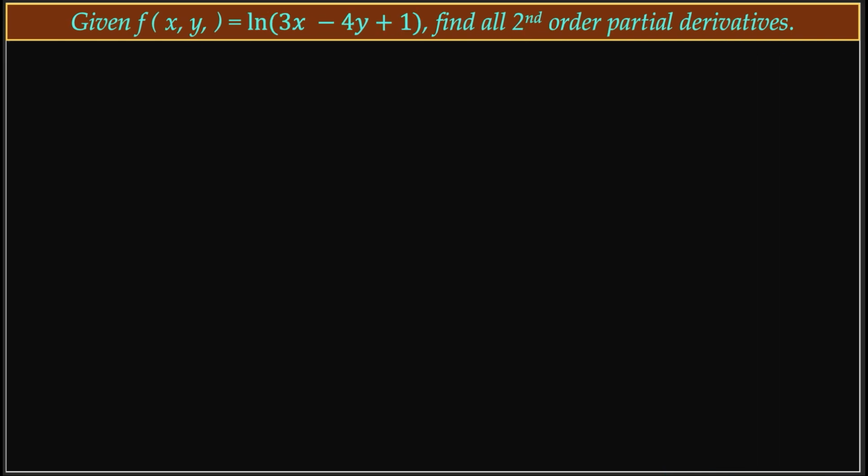Here in the second example, we are given a function f of x comma y equals ln, or the natural logarithm, of the quantity 3x minus 4y plus 1. The requirement: find all second order partial derivatives. Before we can get the second order partial derivatives of the given function, of course, we will need the first order first. So we will find first f sub x and f sub y.